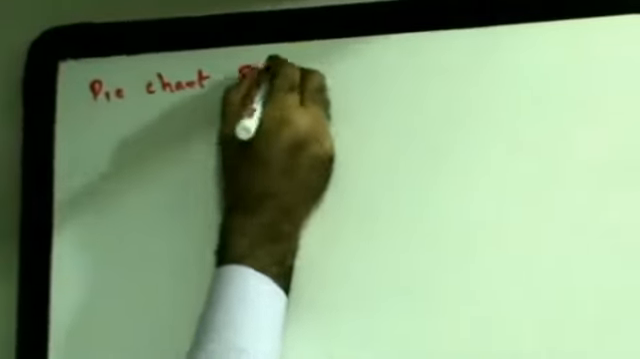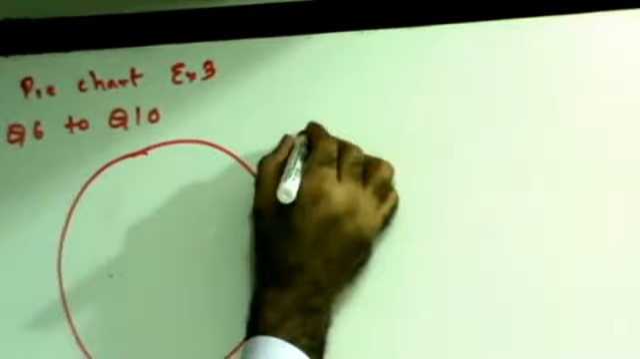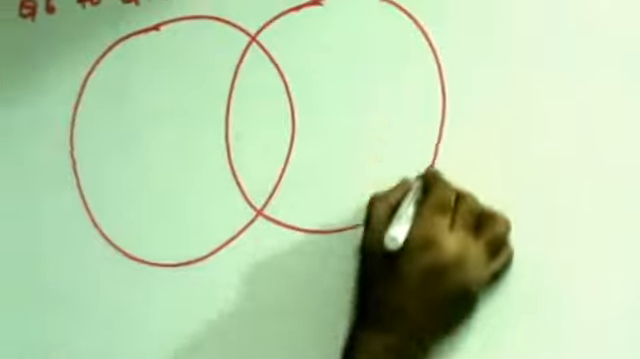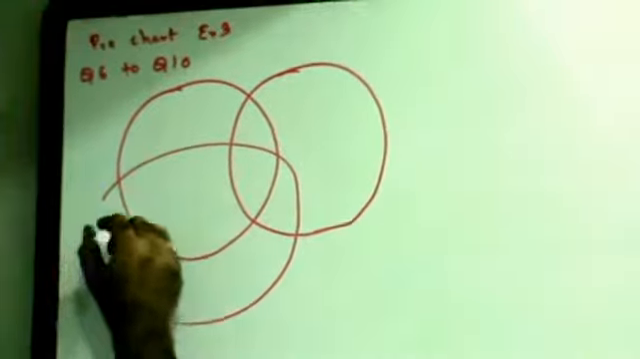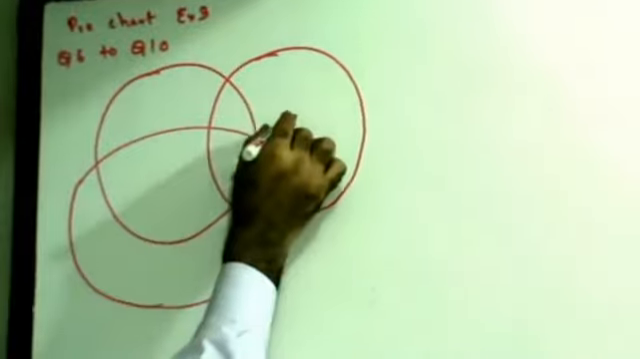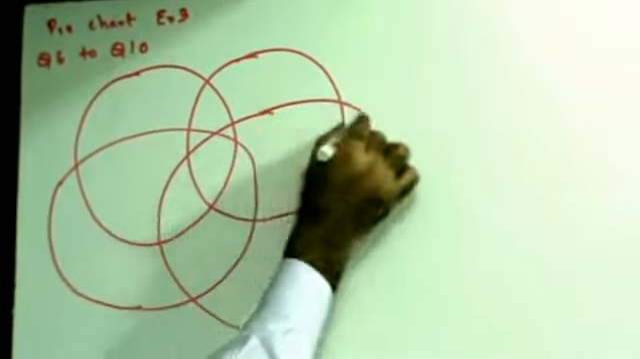Let's see this, we are going to question number 6 to question number 10. Pie chart exercise 3, question 6 to question 10. Now they've given you a pie chart like this. They'll give you 4 pie charts.